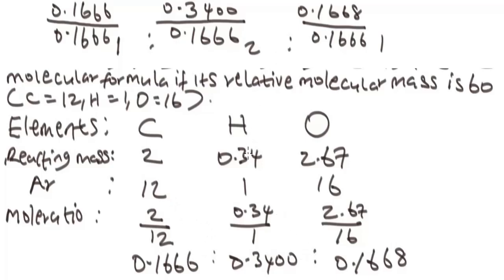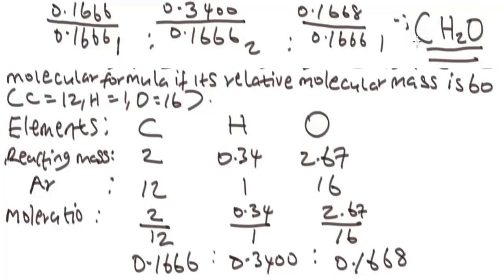Now that we have gotten this, our empirical formula will be: for carbon, we have the molar number to be 1, for hydrogen, the molar number is 2, and for oxygen, the molar number is 1. So this will be the empirical formula for this compound, CH2O.